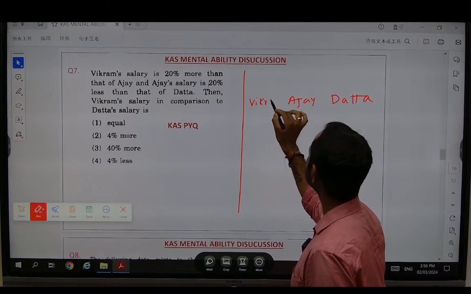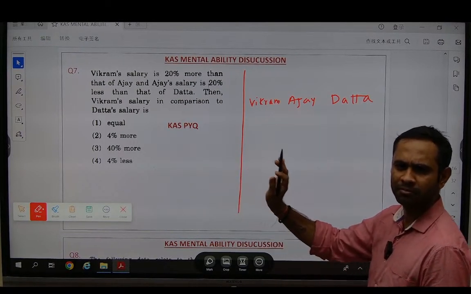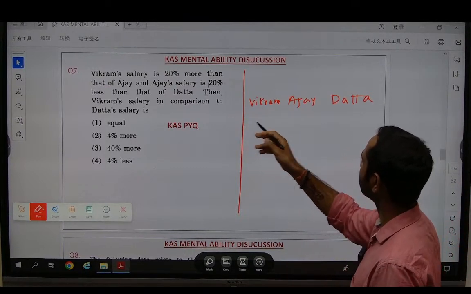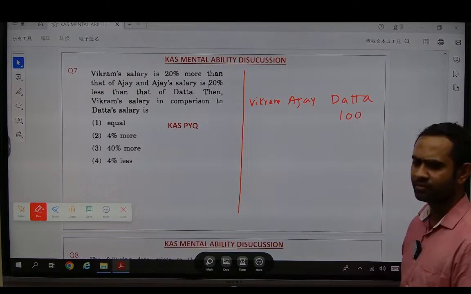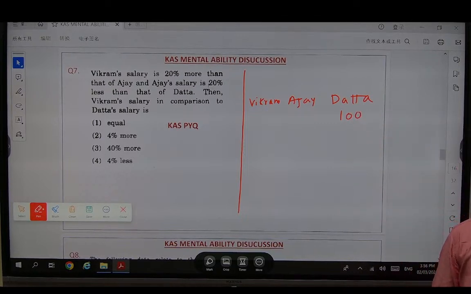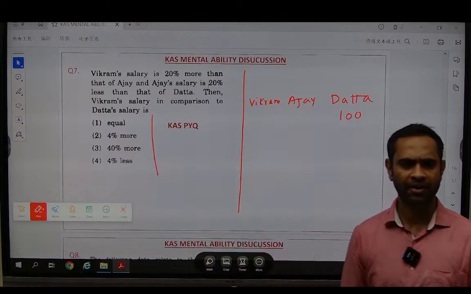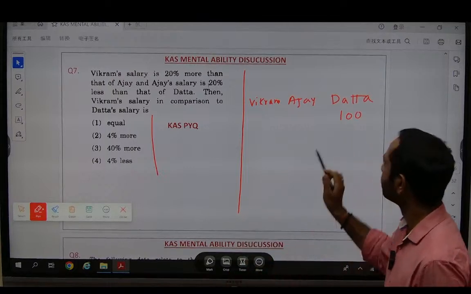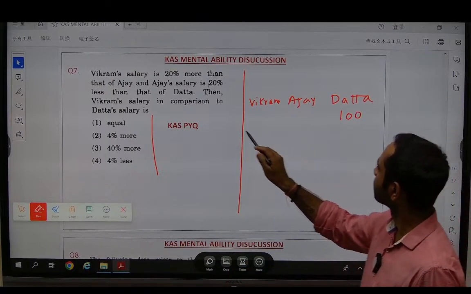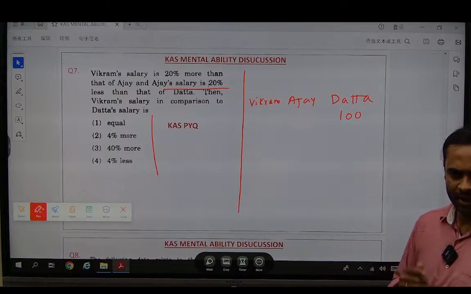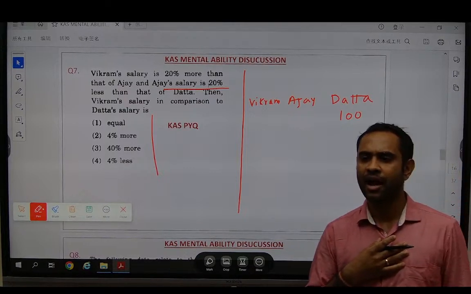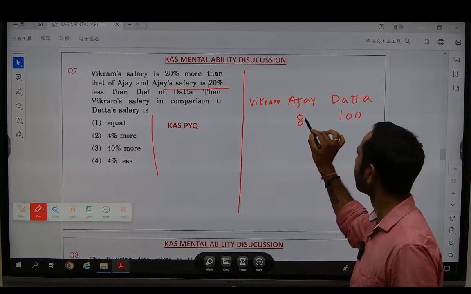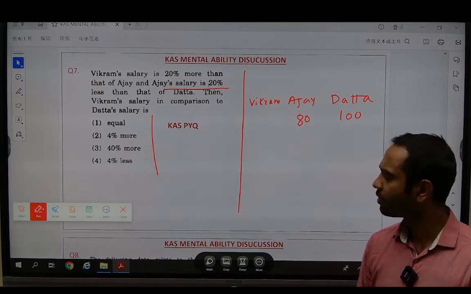See, in one line, this case problem will be solved. If any of your friends is there, you give them this question and ask them to solve. Then you will realize. Datta's salary, I assumed 100. Sir, what is your problem? No problem. Options are given in percentage. I can assume whatever I want. 1, 2, 3, 4, 5, 10, 100 will be easy, fine. Don't write it; I told multiple times. Ajay's salary is 20% less. If my salary is 100, and your salary is 20% less, means how much? 80. Very good.